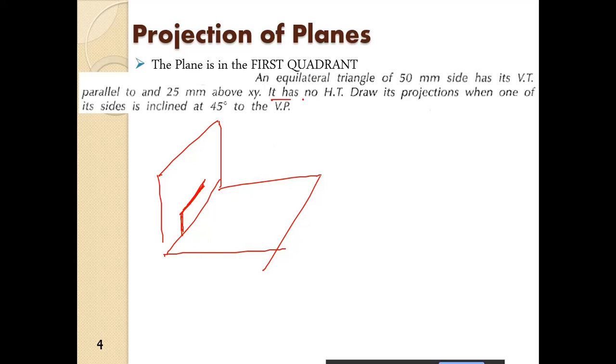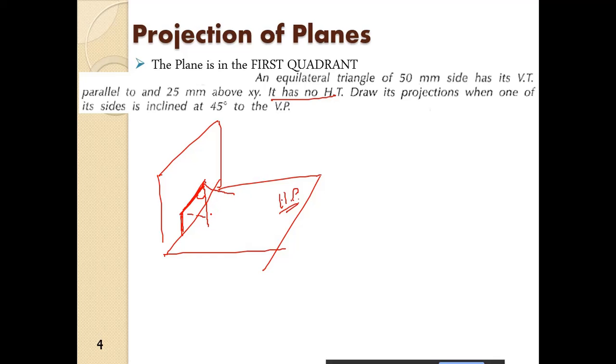And it has no horizontal trace. That means the plane is parallel to the horizontal plane. Draw its projection when one of its sides is inclined at 45 degree to the VP. So we have to first draw a line which is inclined at 45 degree to the VP.